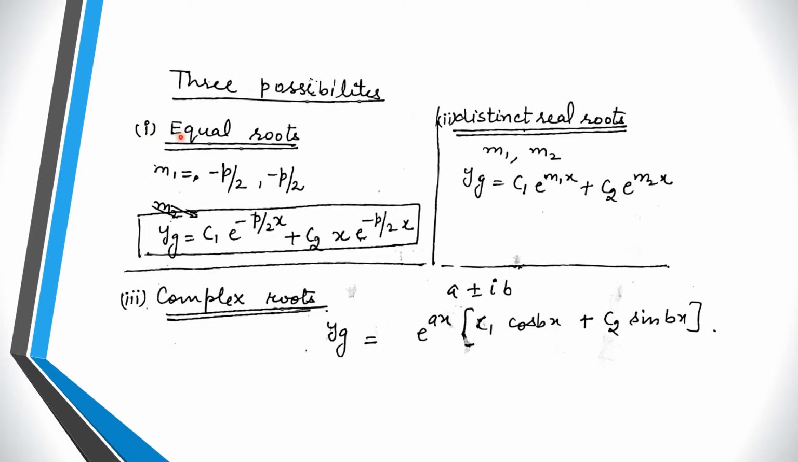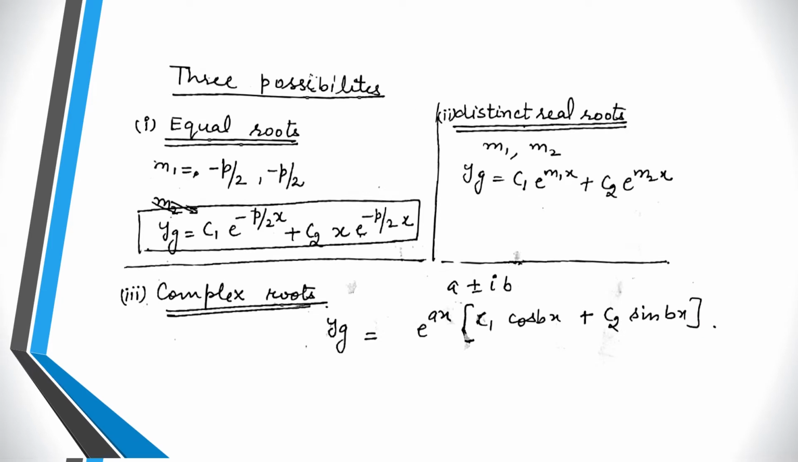In case of equal roots, the solution will be c1 e to the power minus p by 2 x plus c2 x times e to the power minus p by 2 x. So if one solution is this, the other solution will be x times it whenever we have equal roots. Whenever we have distinct real roots, say m1 and m2, then the solution will be c1 e to the power m1 x plus c2 e to the power m2 x. And for complex roots, suppose it is a plus minus i b. In that case, the solution will be e to the power ax times c1 cos bx plus c2 sin bx.